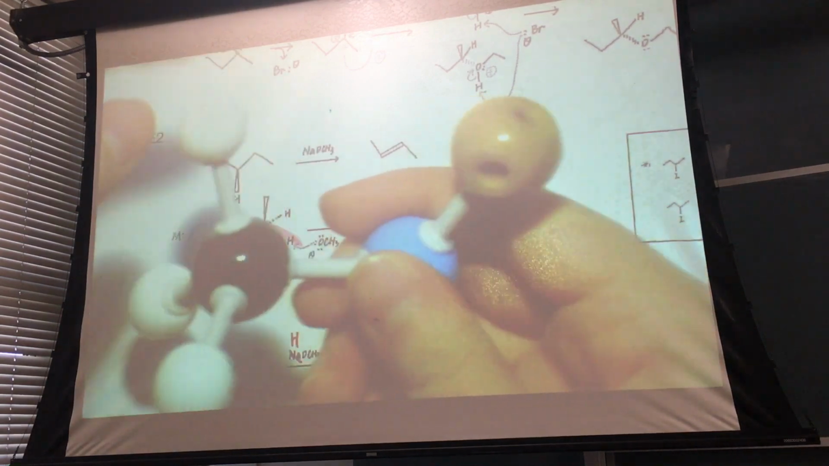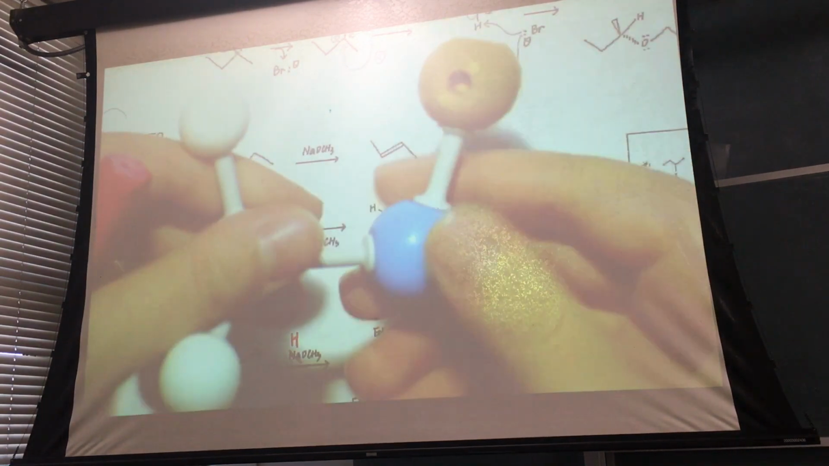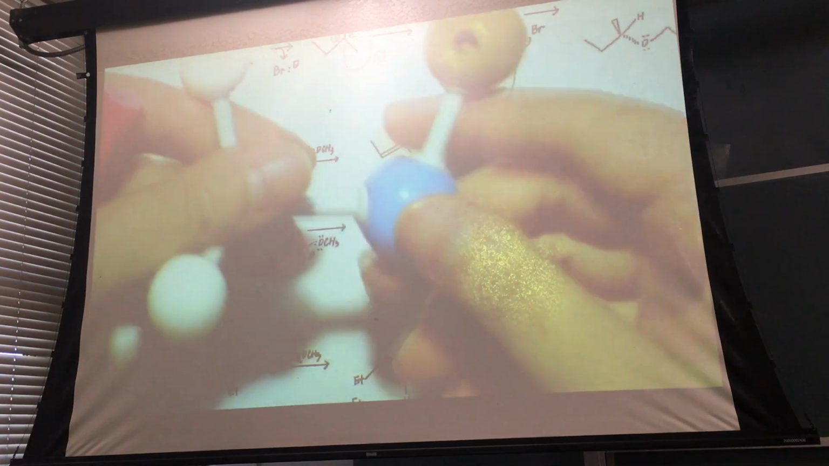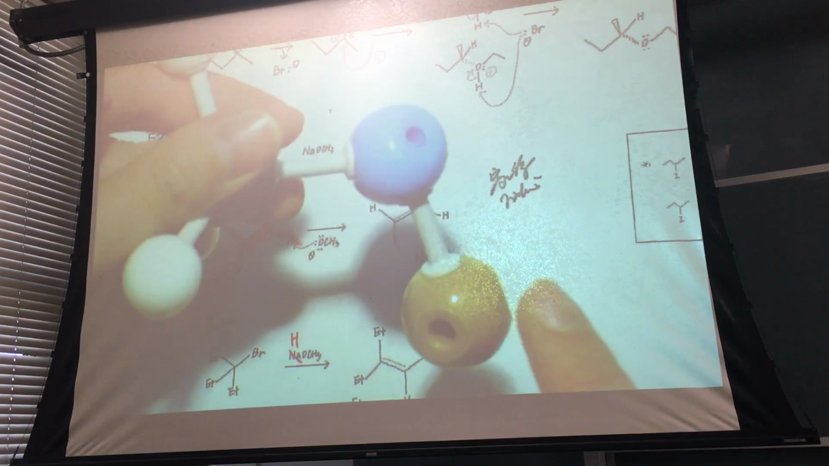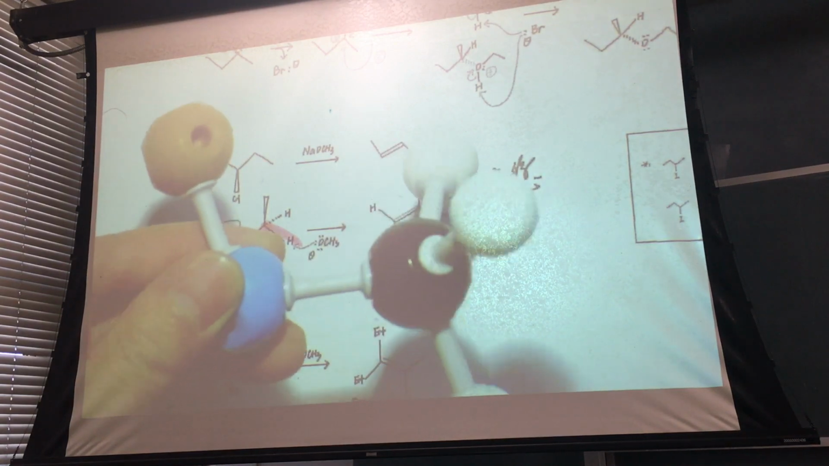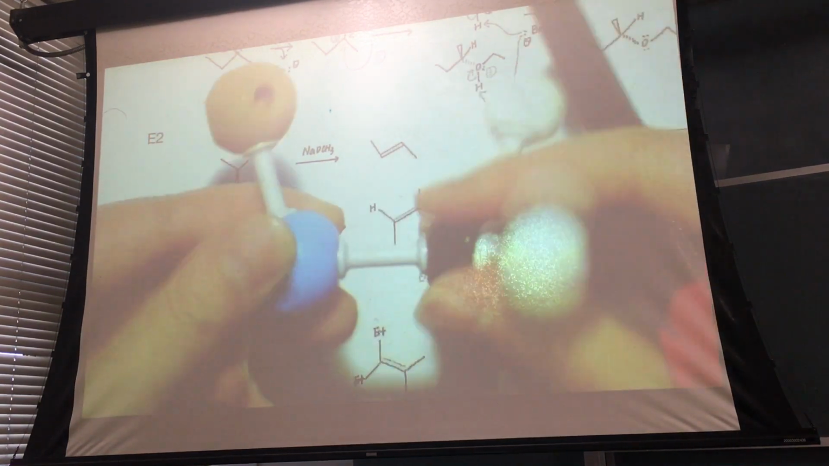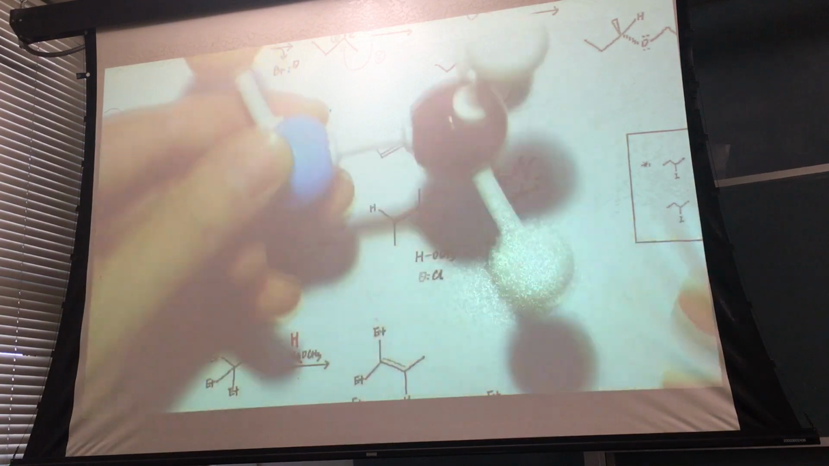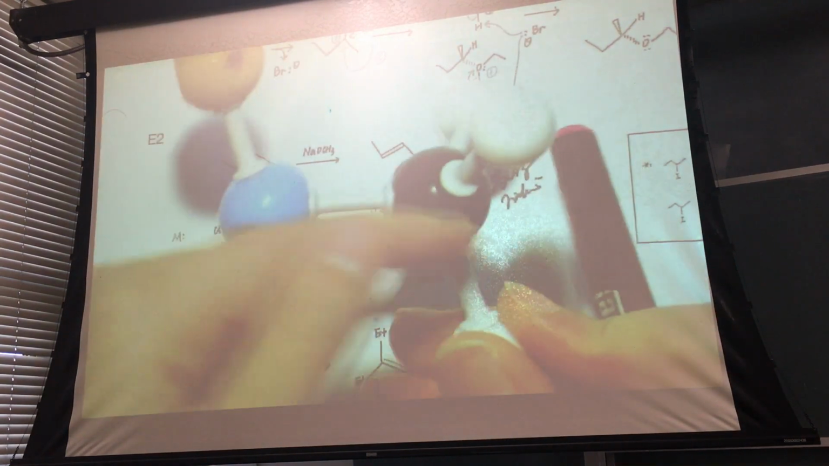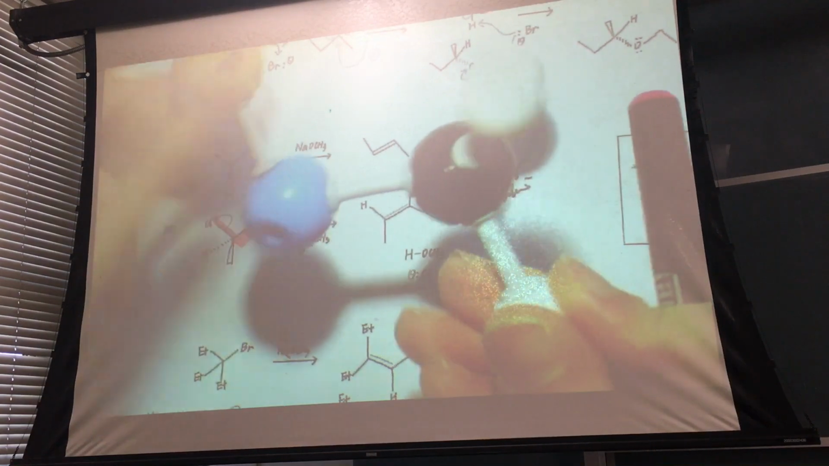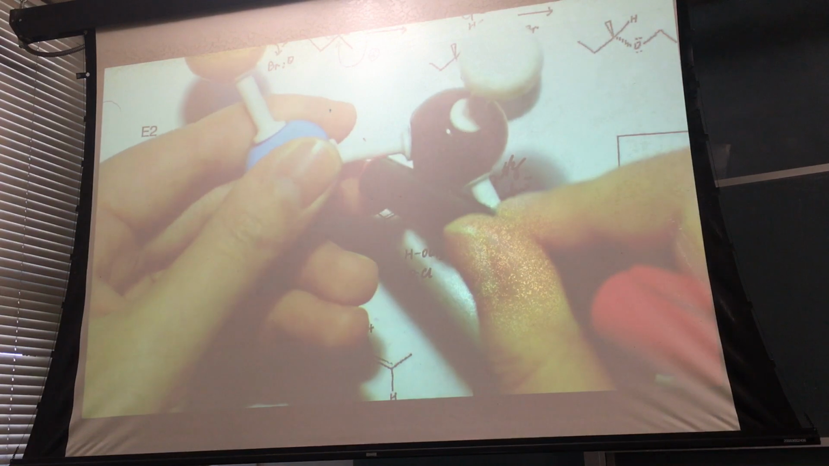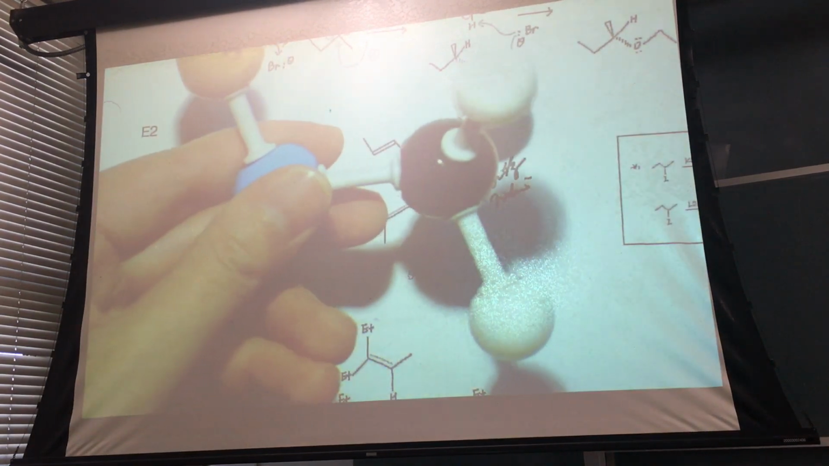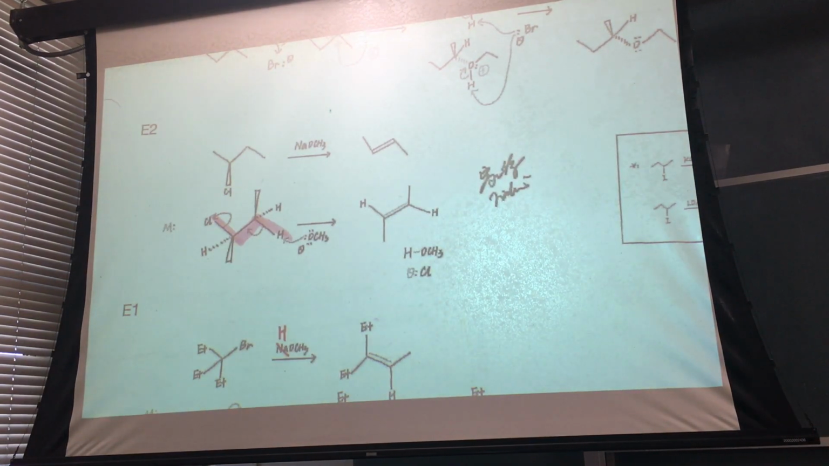I want you to eliminate this hydrogen, but it's not always the case that your bond has the anti-position. This is your leaving group, and there are several hydrogens. So what you do is rotate until the hydrogen you want to eliminate is in anti-position to your leaving group. Then the base grabs that hydrogen, forms a bond here, and kicks the leaving group out. That's what I mean by anti-position.